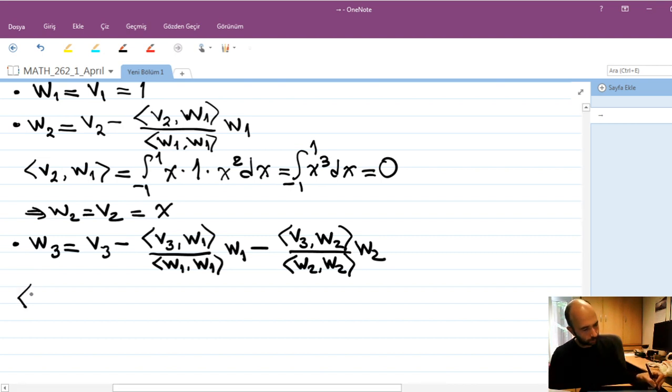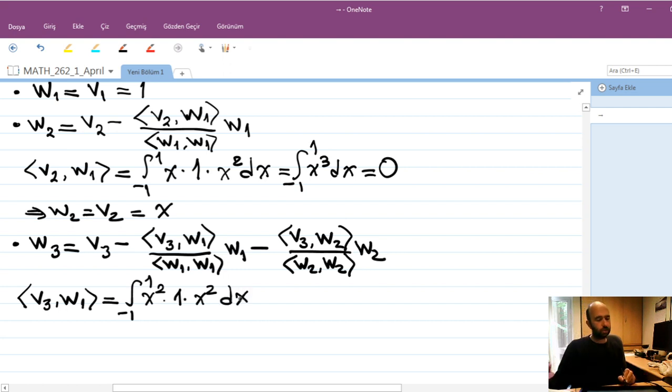Let's find them. So <v3, w1>. This should be the integral from -1 to 1. Okay, now read everything. So v3 is x squared. w1 is 1. The weight function is x squared. So this time we're integrating x to the power 4. And this time it's not 0. It is x to the 5 over 5 evaluated from -1 to 1, which is 2 over 5. So this is not going to be 0.